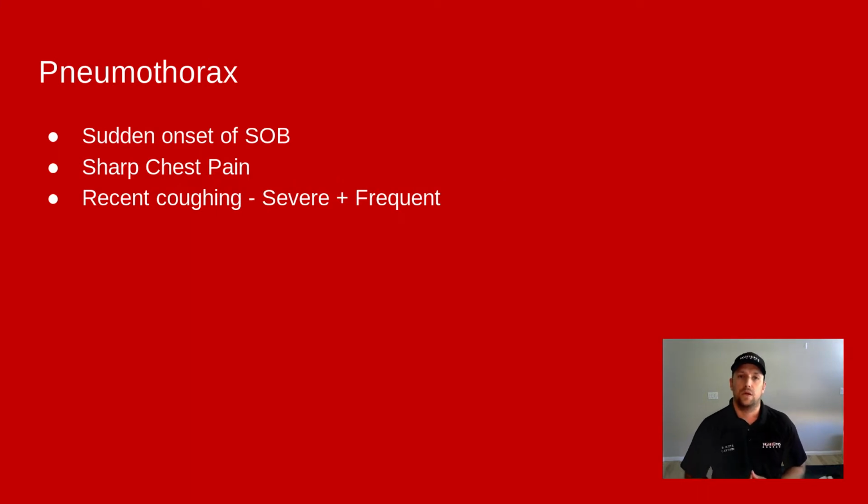Pneumothorax. We're talking about spontaneous pneumothoraces, non-trauma related. These patients will present with a sudden onset of shortness of breath. The chest pain will be sharp and it'll be the secondary complaint, with the shortness of breath being the primary complaint. They may have had some recent coughing fits, probably severe and frequent, which would be the cause of the pneumothoraces. Also, these patients are generally very thin and very tall and male patients.